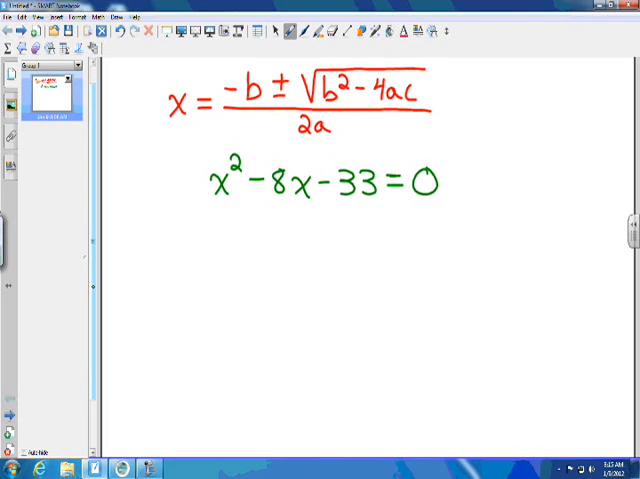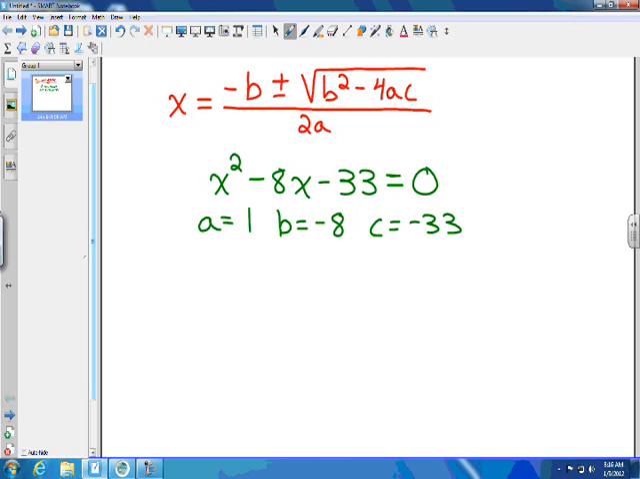So looking here, we need to have A, B, and C in order to plug it into the quadratic formula. What is A in this problem? A is 1, B is negative 8. Make sure you do that. That's really the only possible way you can screw this up, is your signs. So that's what you really have to be careful with. And then C is negative 33. Once you've done that, all you do is plug them into the formula and simplify.